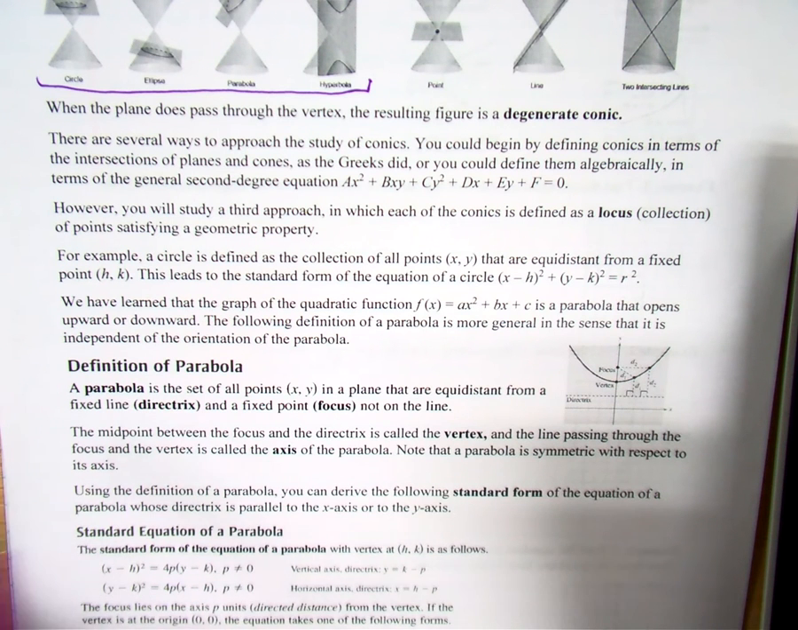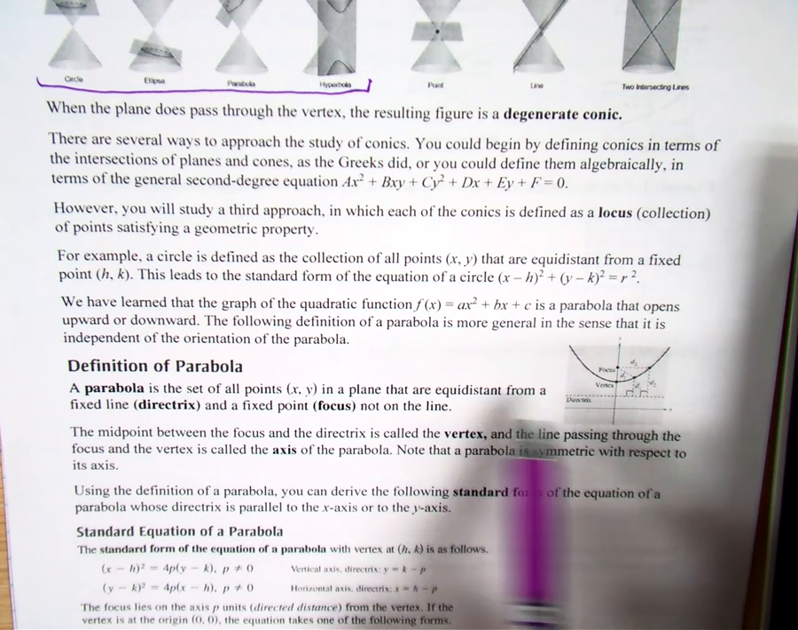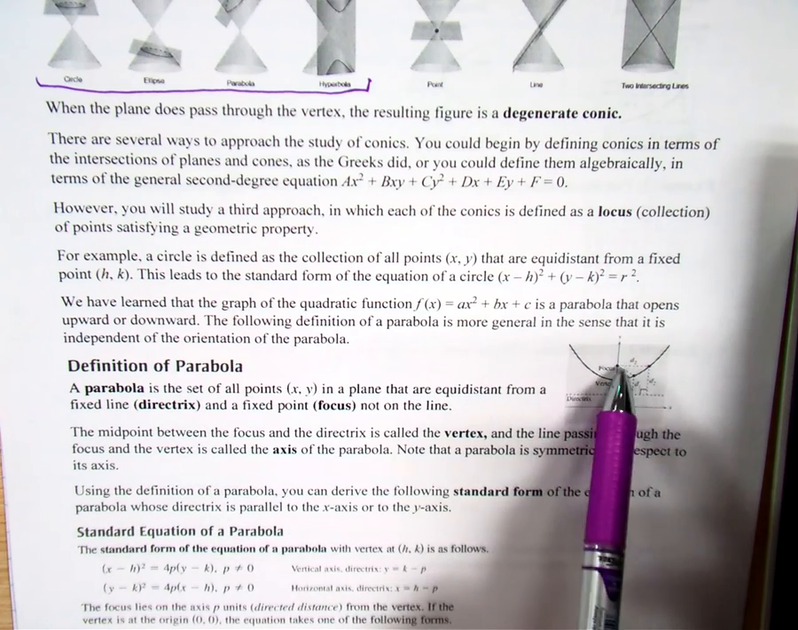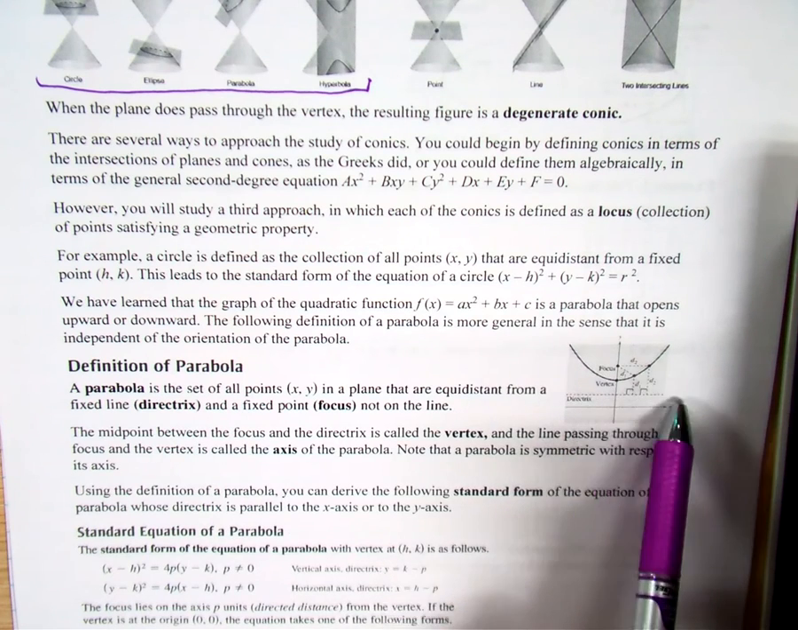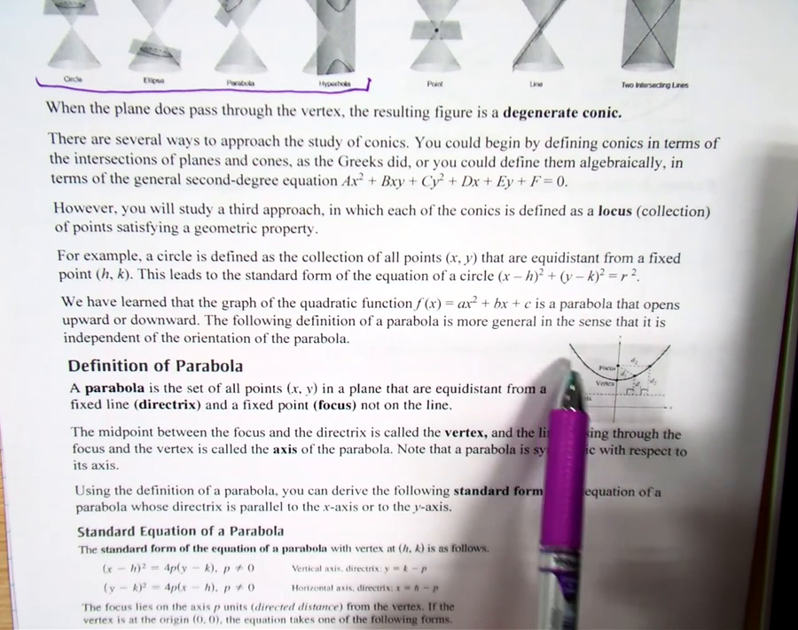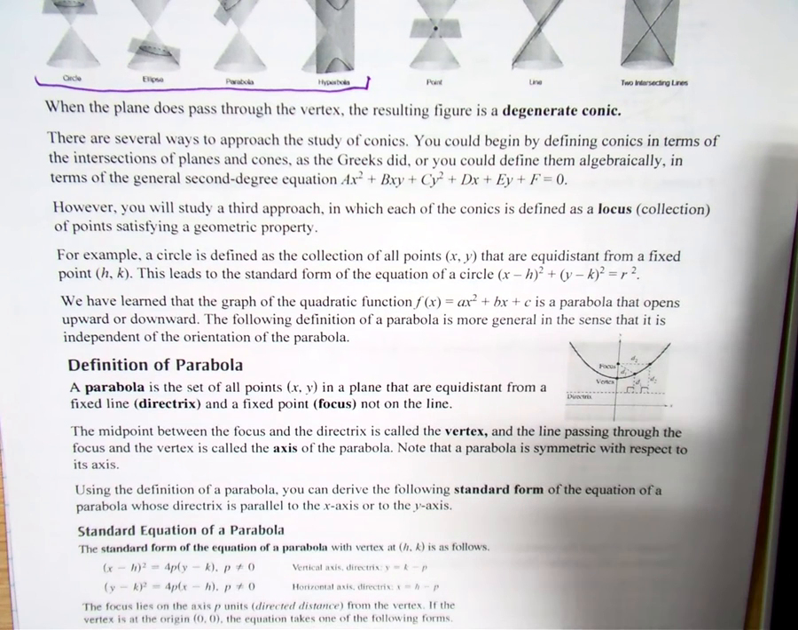A parabola is the set of all points, x, y, in a plane that are equidistant from a fixed line called the directrix and a fixed point called the focus. So we got that focus dot, the directrix line, and all of the points that are equidistant from those two things will make up our parabola.